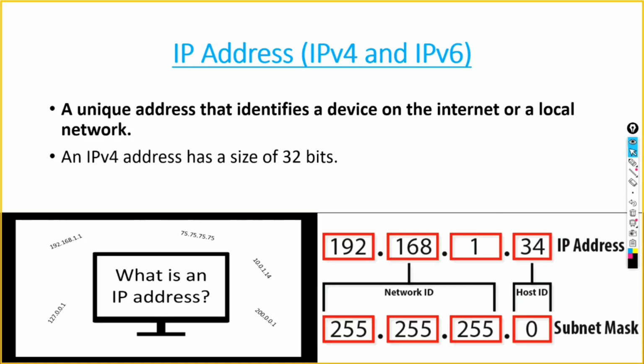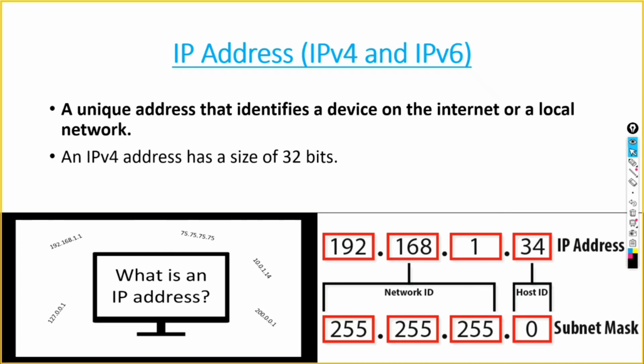Now, coming to IPv4, IPv4 is a 32-bit address, 4 octets, and in each octet, 8 bits. As you can see on the screen, the IP address 192.168.1.34, and whenever you see an IP address, it is always accompanied by a subnet mask.